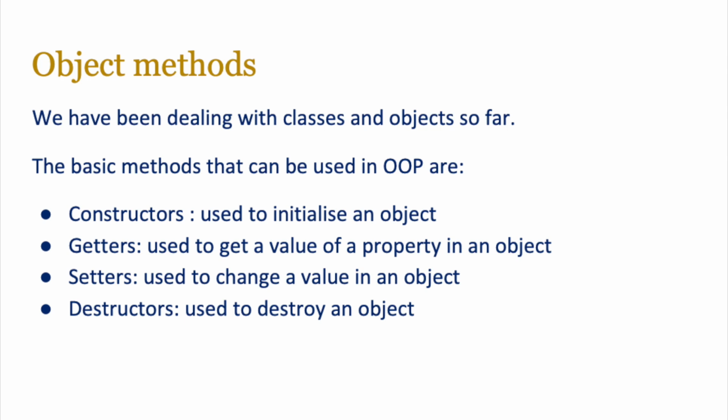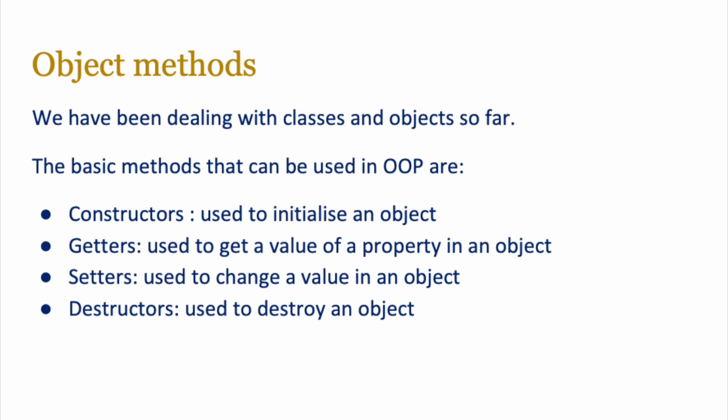So the basic methods that can be used in object-oriented programming are constructors, which are used to initialize an object, getters, which are used to get the value of a property in an object, setters, which are used to change the value in an object, and destructors, which are used to destroy an object. Say, for example, you've got a car class and you created car1 and you want to delete car1. That's where the destructor method comes into play.